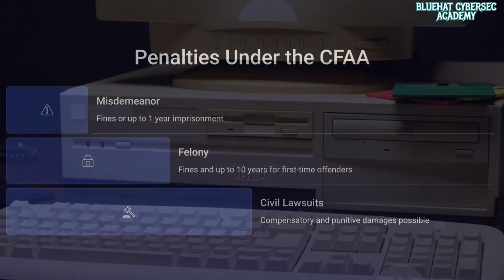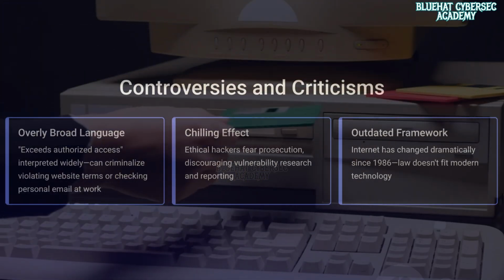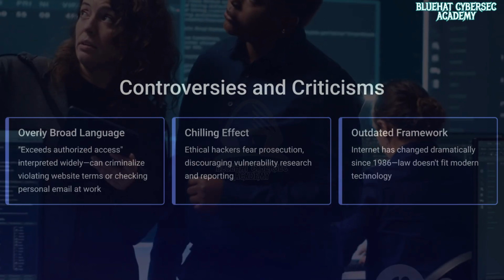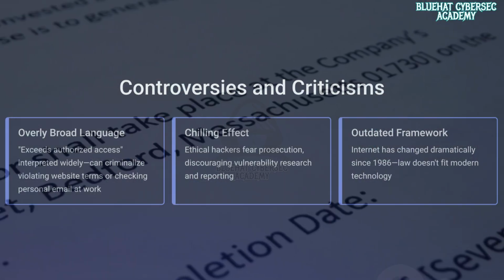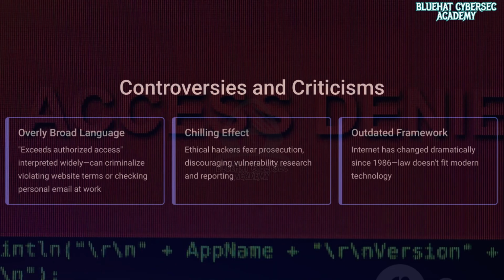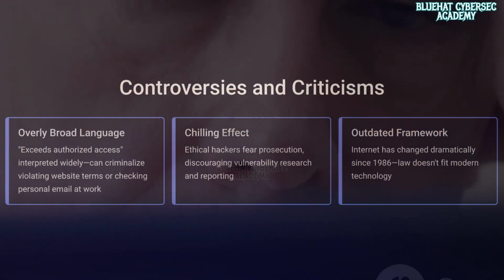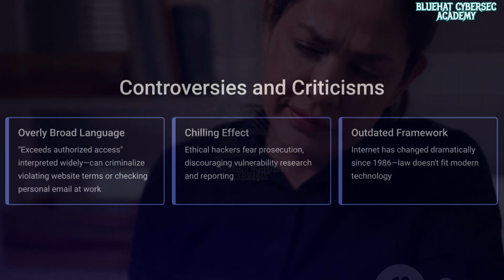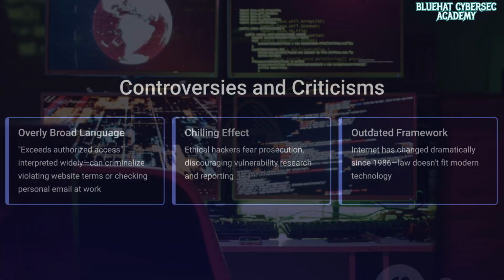So, you can see, the law really serves both as a deterrent and as a way to provide remedies for harm. Even though the CFAA was actually pretty groundbreaking when it first came out, it's faced a lot of criticism over the years. One of the big issues is its overly broad language. For example, terms like "exceeds authorized access" are interpreted really widely, and sometimes that means even minor things, like breaking a website's terms of service or just checking your personal email at work, could be considered a crime.